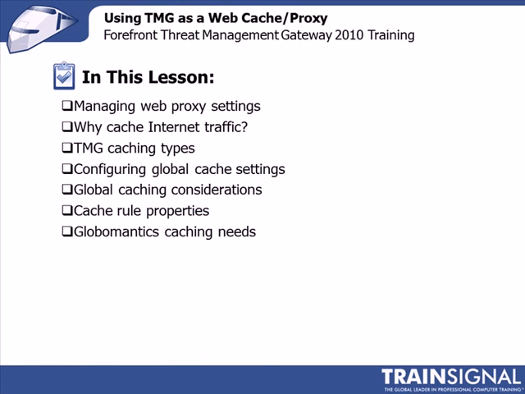We'll start this lesson with a review on managing web proxy settings, a topic we briefly touched on earlier in this course. From there, we'll move on to caching and talk about why you might cache internet traffic and talk about some of the reasons behind GlobalMantic's decision to move in the direction of caching. Next, we'll discuss a couple of different caching types that are available in Threat Management Gateway, and then talk about how you configure global cache settings on the system.